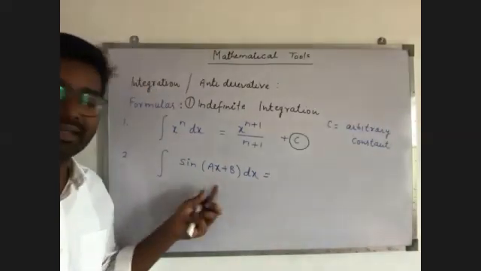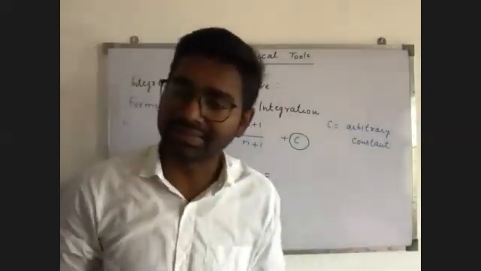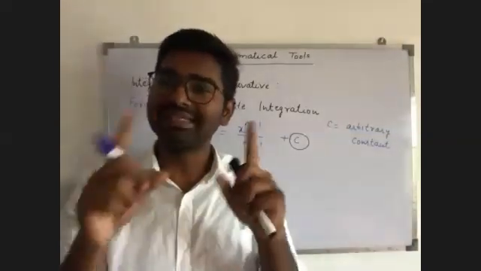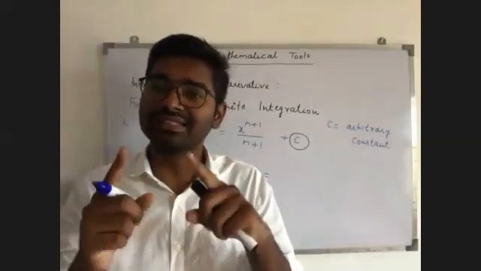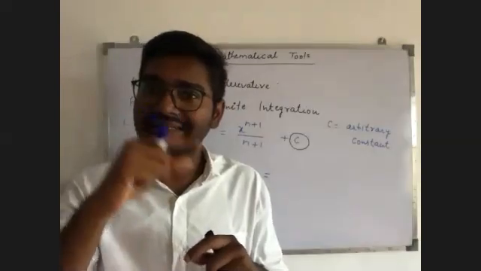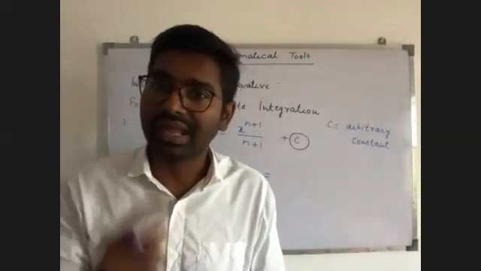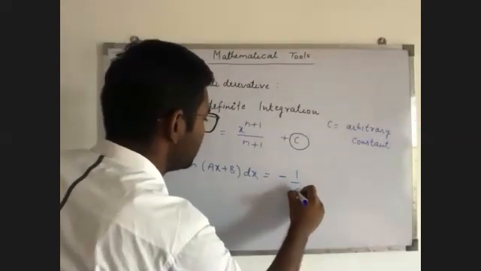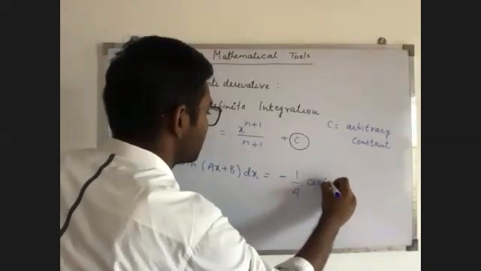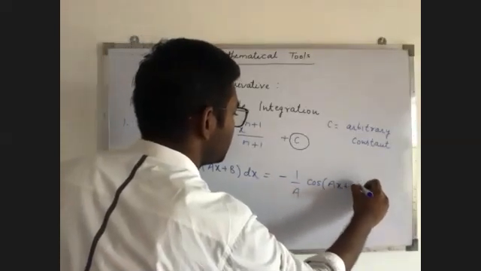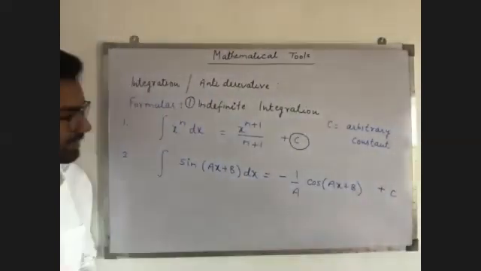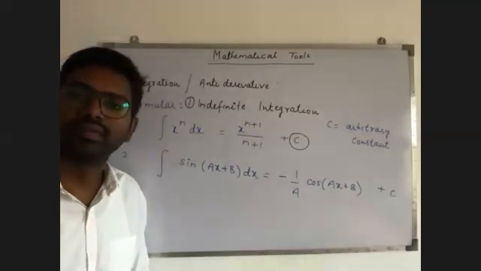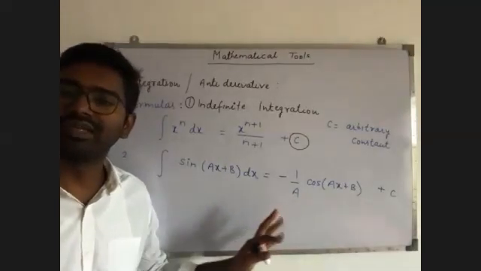If I want to integrate sin ax plus b dx, then can I say that the differentiation of sin is cos? And differentiation of cos is minus sin? So can I say that integration of sin will be nothing but cos, and with a minus, means can I say that it is nothing but minus 1 by a cos ax plus b plus c. Is it right? Is it correct or not?